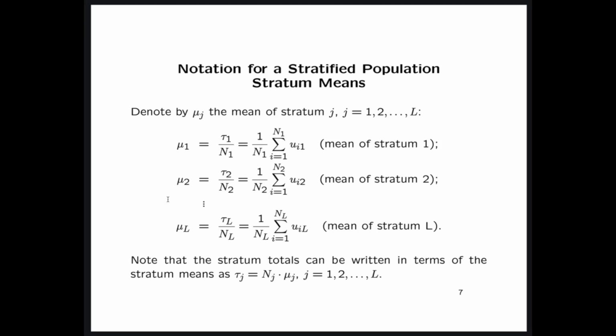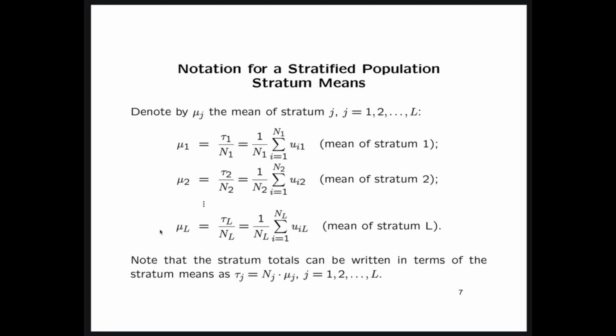Similarly, the mean of stratum 2, which will be denoted by mu sub 2, can be represented in terms of either the stratum total and the stratum size, or in terms of the individual members within that stratum, their sum divided by the size of that stratum, and so forth down to the last stratum. So again, we have the notation here for the stratum means, mu1, mu2, and so forth up to mu sub capital L. And these can be expressed either in terms of the stratum totals or the individual stratum members.